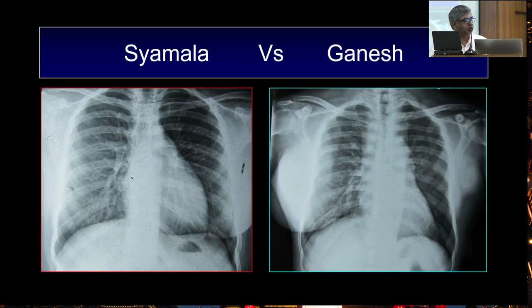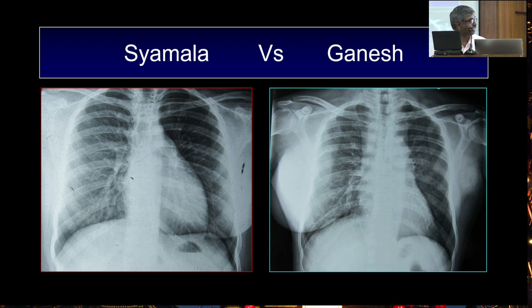There are two X-rays. One is of Mrs. Shyamala, and the other one is of Ganesh. In this X-ray, the right breast is absent, but he has a breast on the right side. Is it so? But he actually came for a pre-operative evaluation. He has a huge swelling on the right side. Whenever I show this X-ray in postgraduate examination, the first diagnosis is mastectomy, left side. Then I will say, it's Ganesh. Then they will start laughing, and they will change the diagnosis.